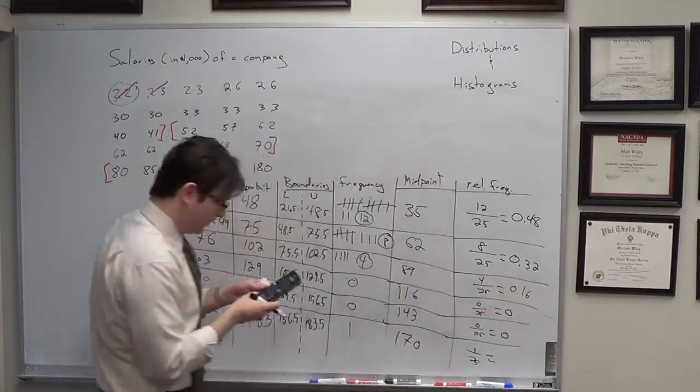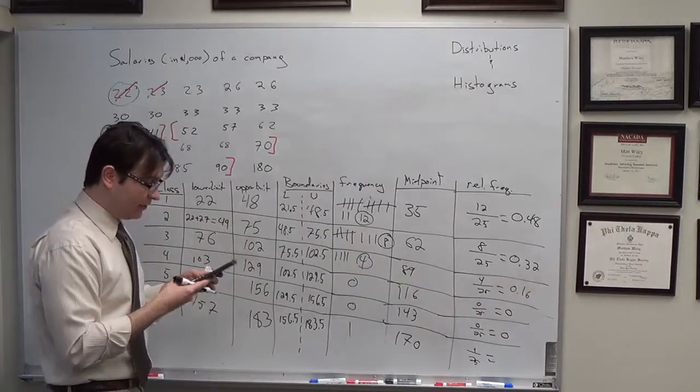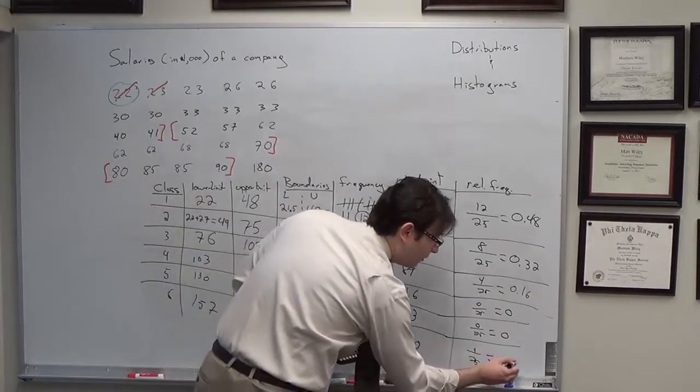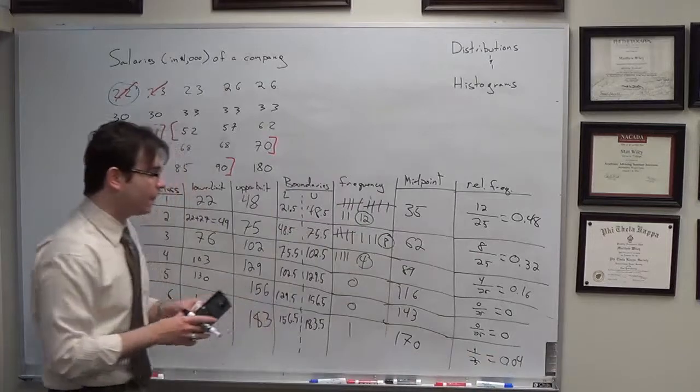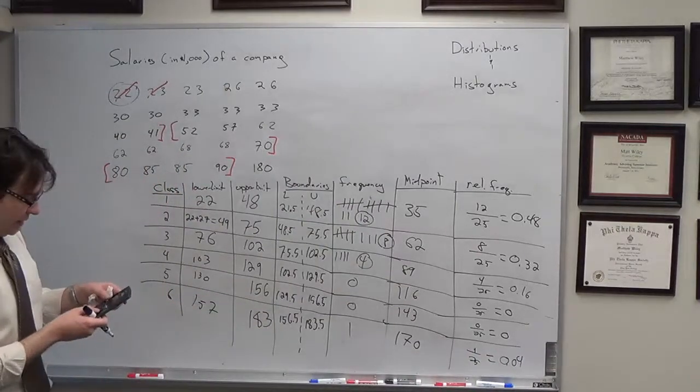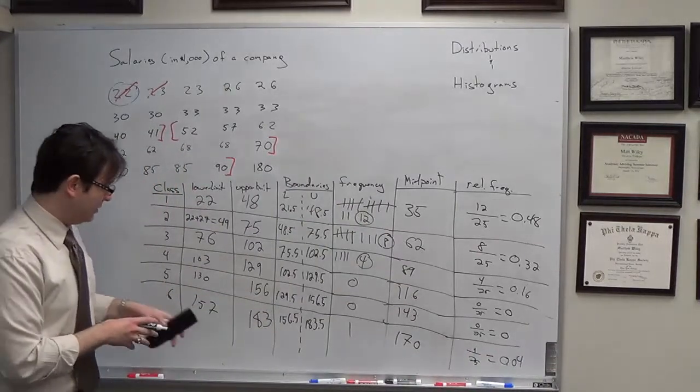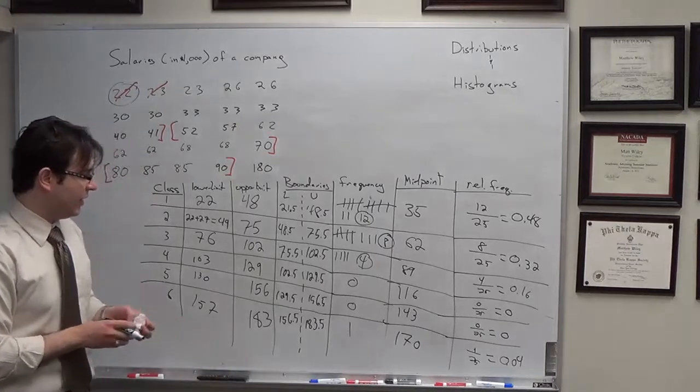4 over 25 is 0.16. And finally, of course, 1 divided by 25 is 4%. The company is earning in this high 100K range.